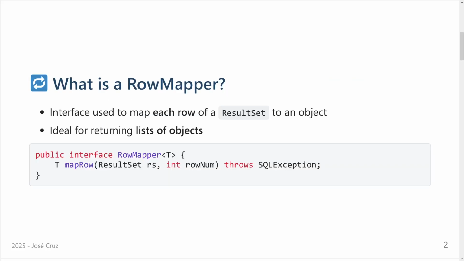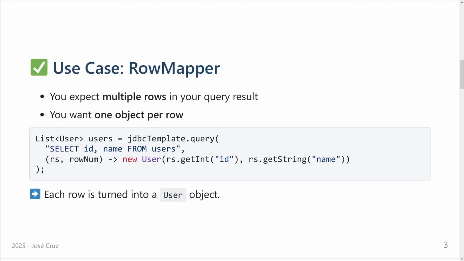So just to recap, what is a RowMapper? It's an interface used to map each row, and these are the two most important words to define the RowMapper, of a result set to an object. So this is the definition of the interface, or the functional interface, that is implemented by the JdbcTemplate. So we have to provide a method or a class or an implementation for this interface. Usually we use, as you know, a lambda function like this.